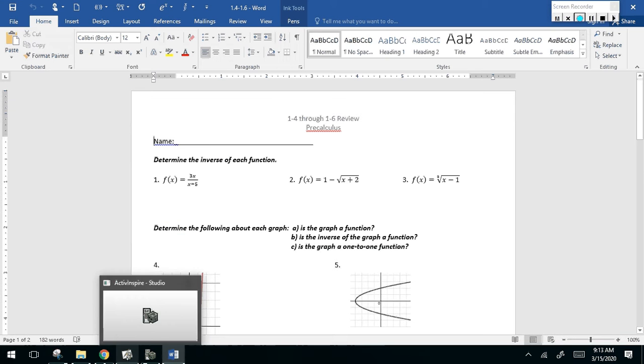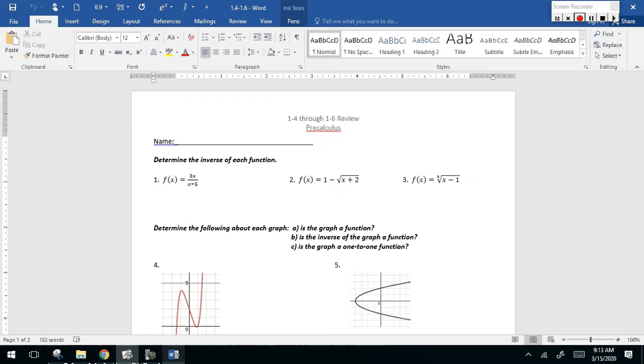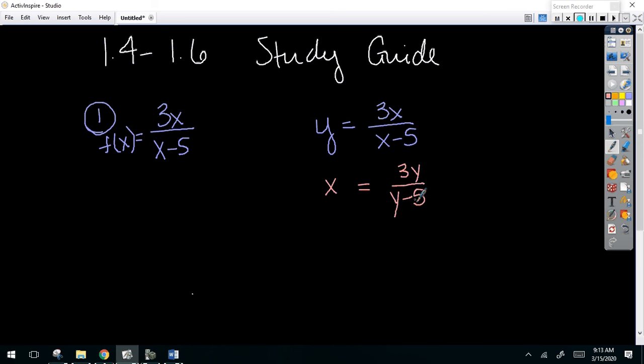Alright, number 1, 3x over x minus 5. And so here we're asked to find the inverse of this function. So remember, f of x is the same thing as y. So this is really the same thing as y equals 3x over x minus 5. And so what we want to do, anytime we find an inverse, we switch x and y. This one's got two x's, but that's okay. So we'll switch x and y, and then we'll solve for y.